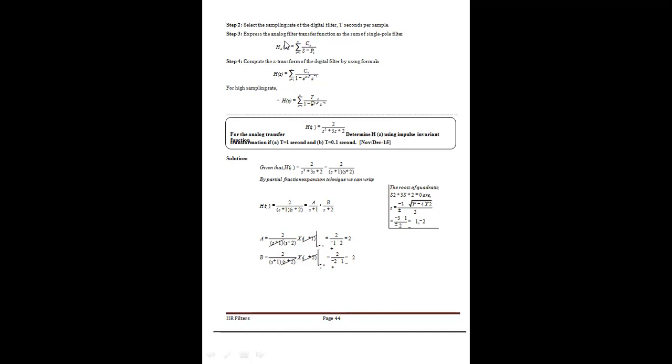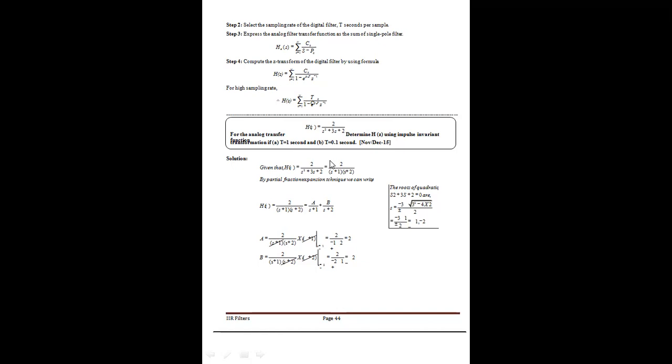That is, we have to express H(s) as the summation, k equals 1 to n, of Ck divided by s minus Pk. Then compute the Z transform by means of e power minus PkT z power minus 1. So for the highest sampling rate, we'll have 1/T.